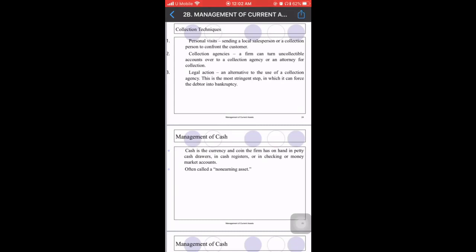And the third one, legal action. Legal action can be considered the most stringent step in the collection technique, which can force the debtor and also the customer into bankruptcy.